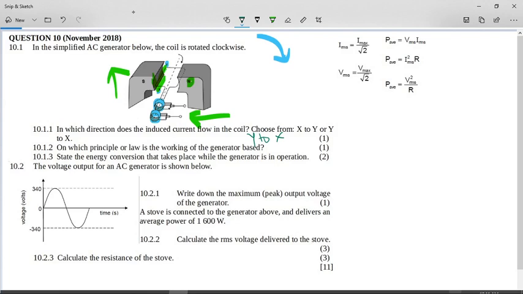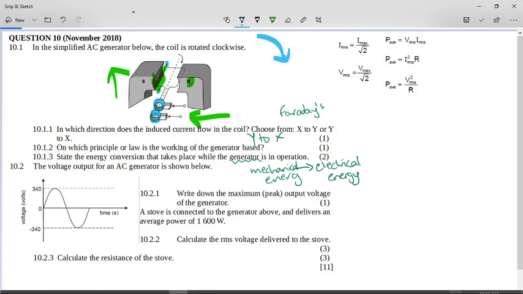On which principle or law is the working of the generator based? That's Faraday's law of electromagnetic induction. So you must write that out. State the energy conversion that takes place when the generator is in operation. Well, we are generating electricity. So if we are generating electricity, we are going to electrical energy. Okay. What are we starting with? We have to be turning the coil. So we are starting with mechanical energy, or you could say kinetic energy, but it's more mechanical energy.